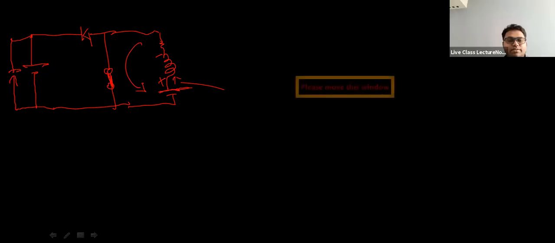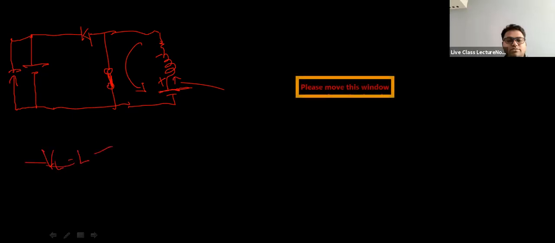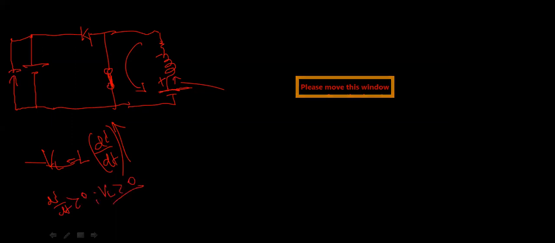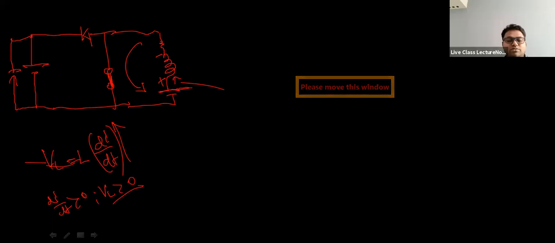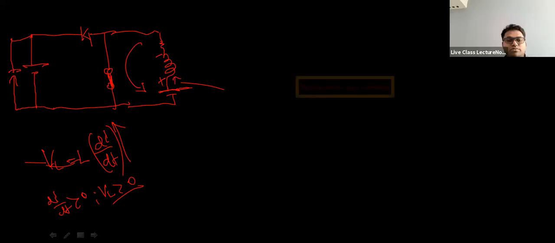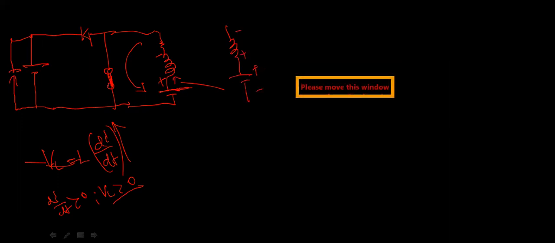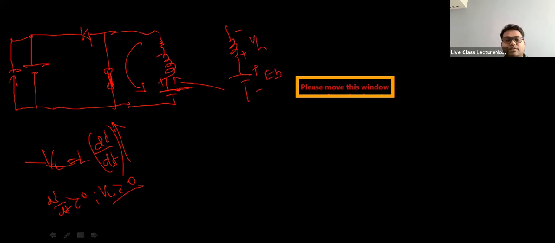Are you getting it? Yes, sir. Why? Because VL equals L di/dt, right? So if di/dt is trying to increase, VL will be positive, as di/dt is positive. Is it not so? Yes, sir. So what will it do? It will try to oppose. So both the L and E back will try to oppose the change in current, or the increase in the current. Yes. So this is V, this is E back now, right?